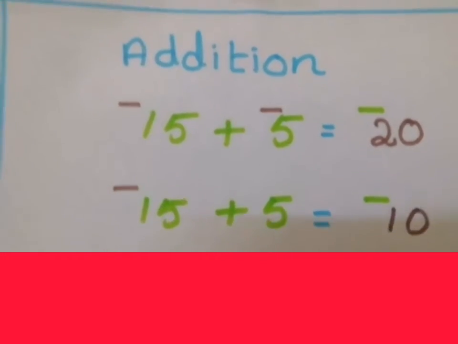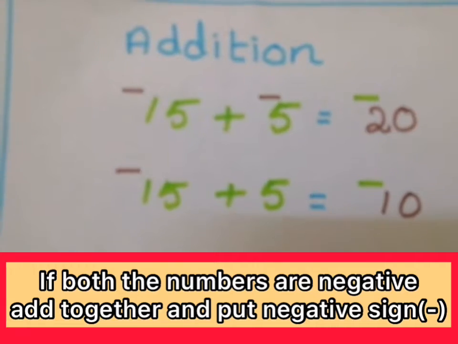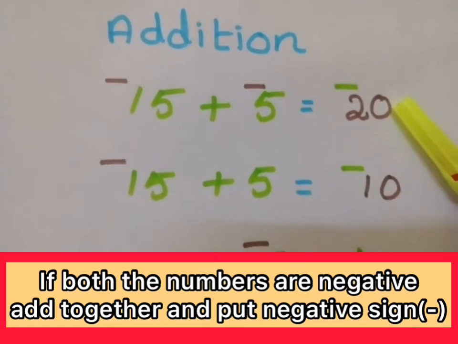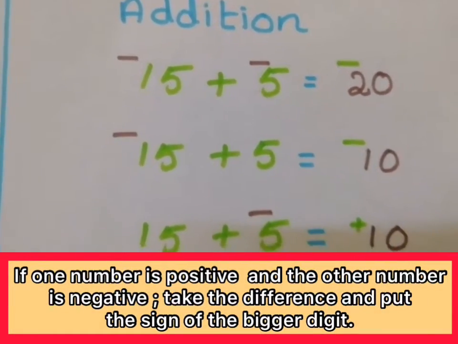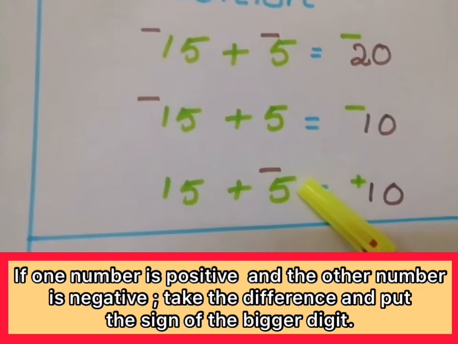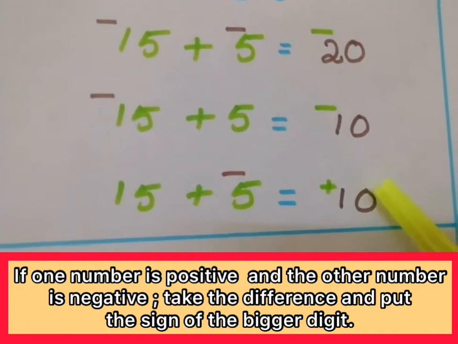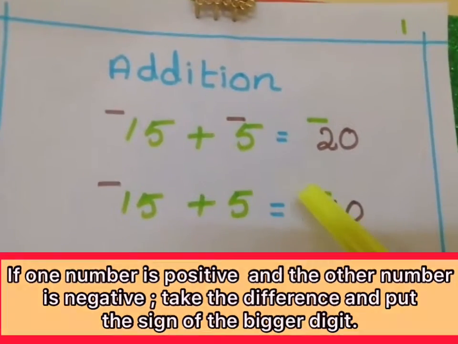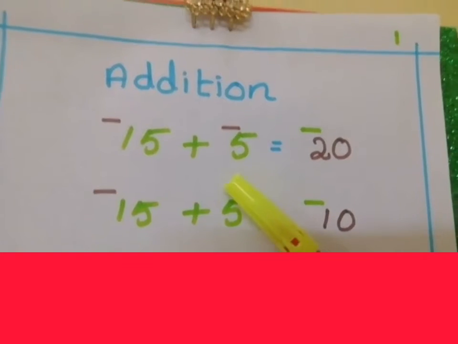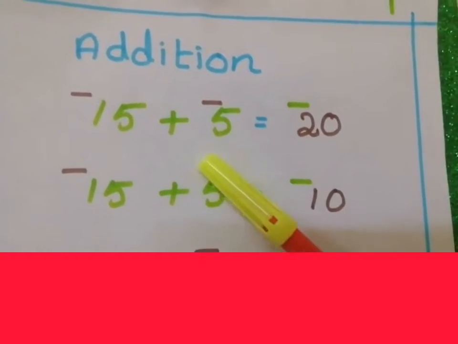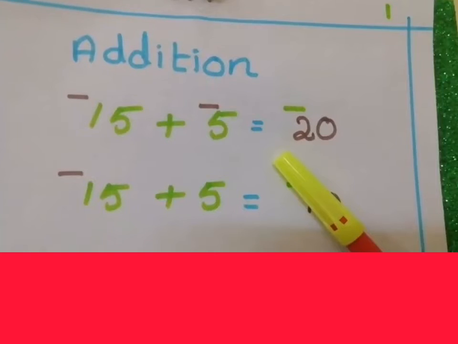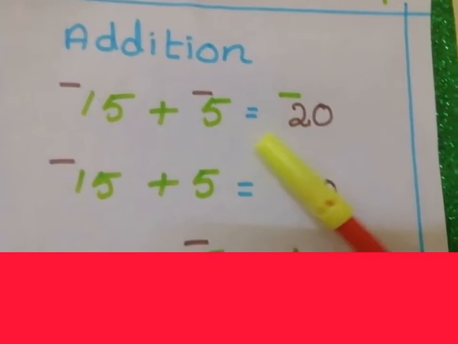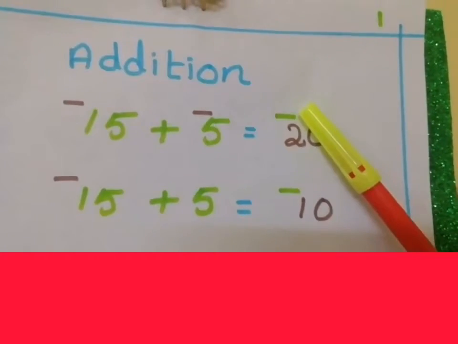Rule for addition is, if both the numbers are negative, add it together and put the negative sign. If one number is positive and another number is negative, take the difference between the numbers and put the sign of the bigger digit. Okay, let us discuss these examples. In this example, negative 15 plus negative 5 is equal to negative 20. Here both the numbers are negative, so add it together and put the negative sign.